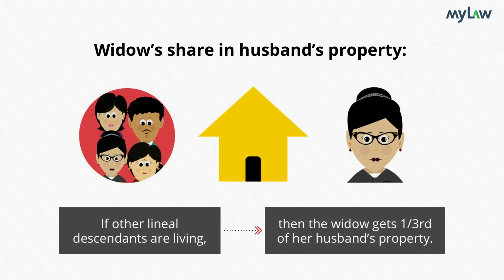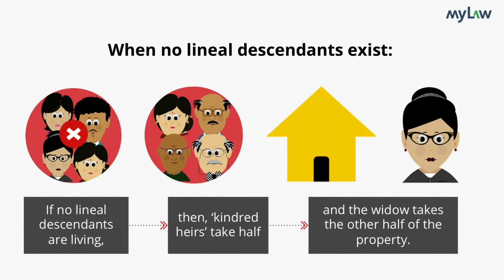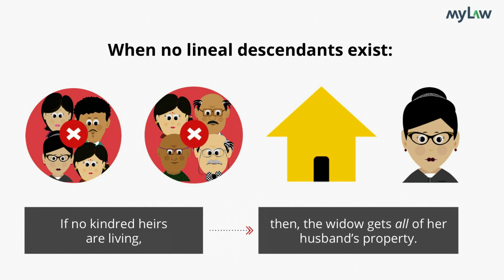Under the Succession Act, when a man dies intestate, the devolution of his properties will be amongst his widow and lineal descendants, which are his children, parents, grandparents, and grandchildren. If the intestate is survived by his widow and other lineal descendants, then the widow shall receive 1/3 of the total amount of property. When there are no lineal descendants, then she takes half of the property. But where there are no kindred or relatives left, then all the property goes to the widow.